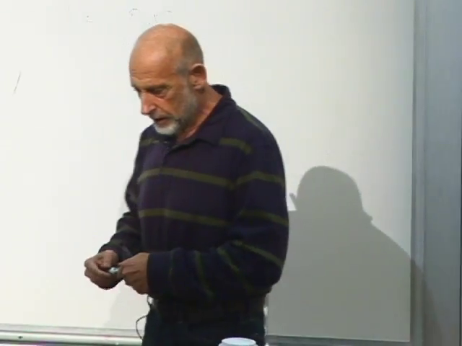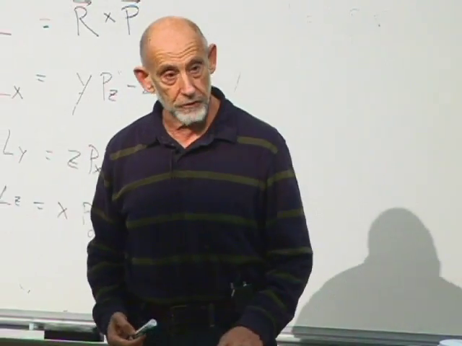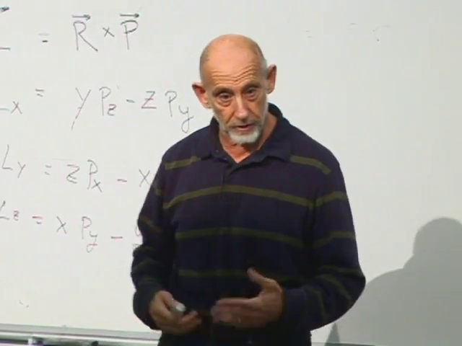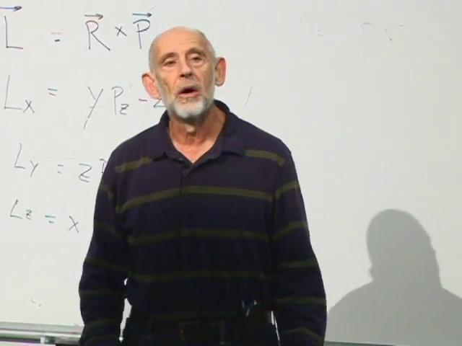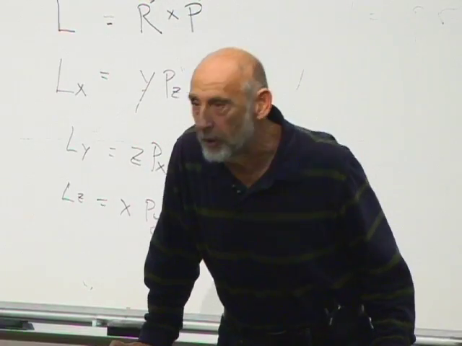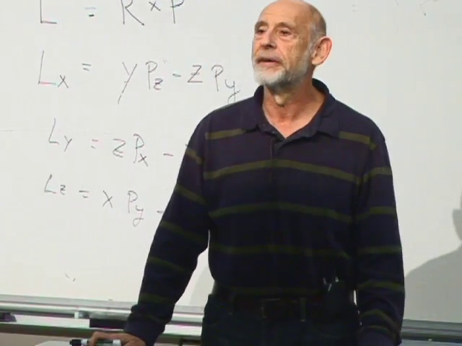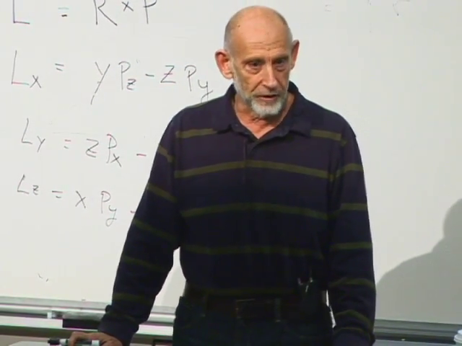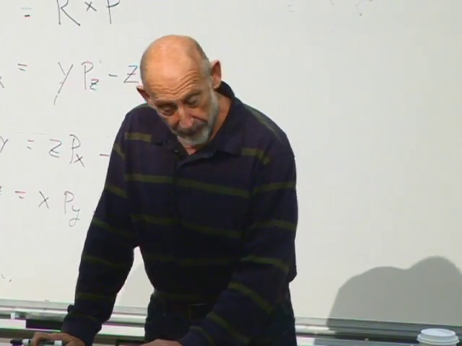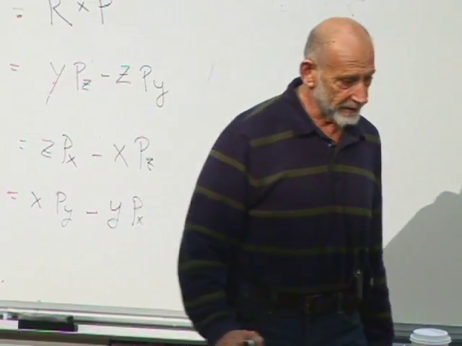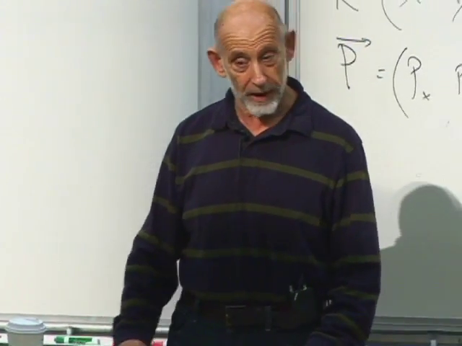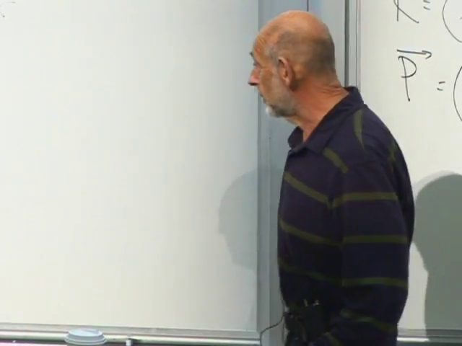All quantities of physical significance, meaning things that you can observe and measure, are represented in quantum mechanics by what? Operators, yeah, Hermitian operators. And there's no special exception about angular momenta. The components of angular momenta are represented by operators.